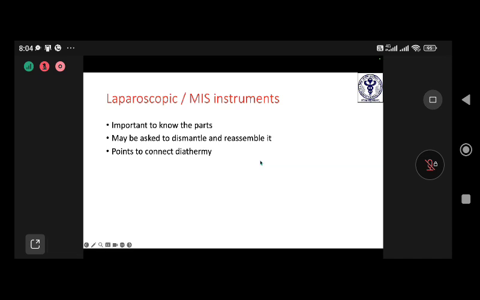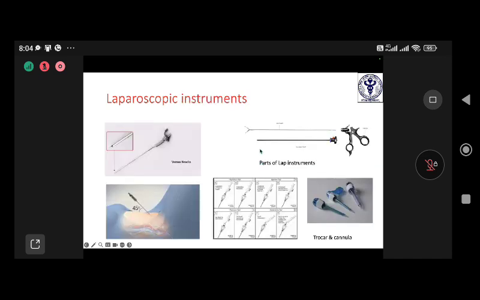There is also a point of connection of diathermy in the laparoscopic instrument. Where it is connected, how it is connected, you should be familiar about that. Just to give you an example, there are three parts of a lap instrument. One is the sheath, other is the actual steel part of the shaft and the jaw, which will be going inside the sheath, and then there is a handle, how to assemble and lock the handle.